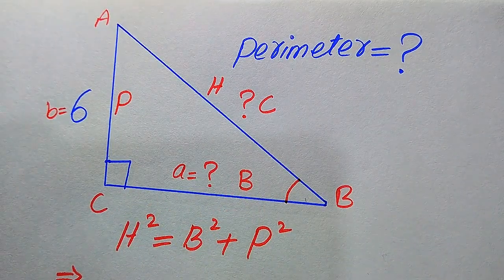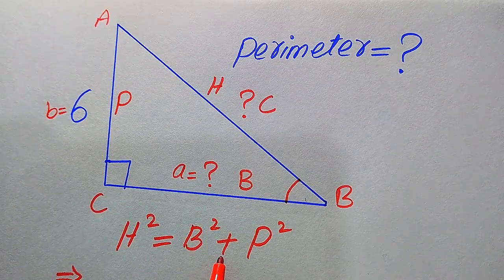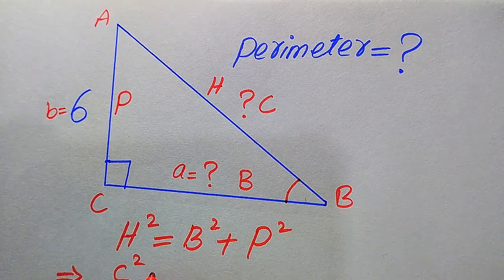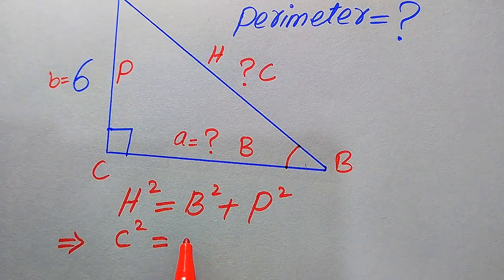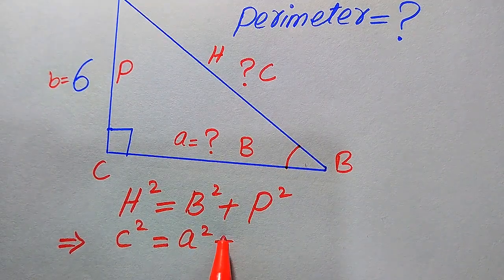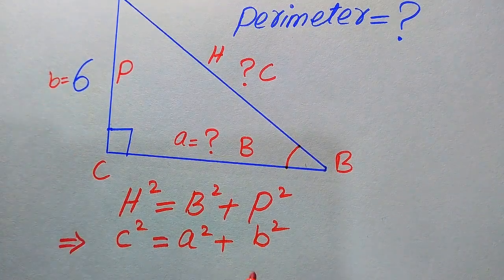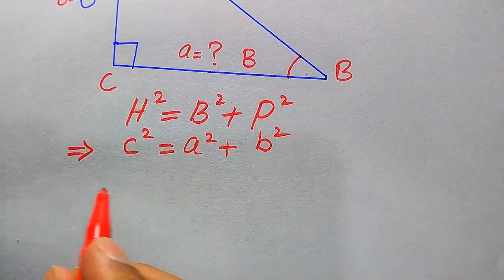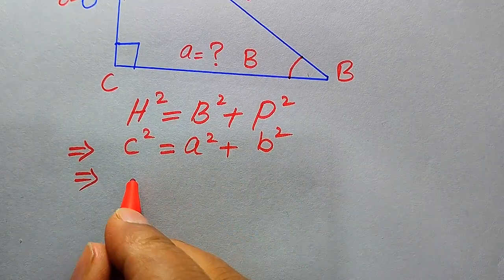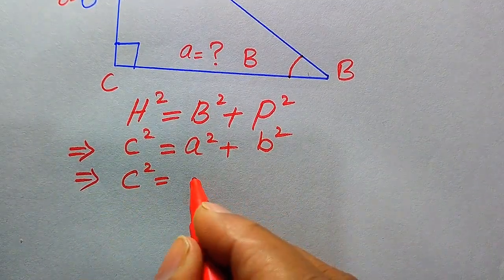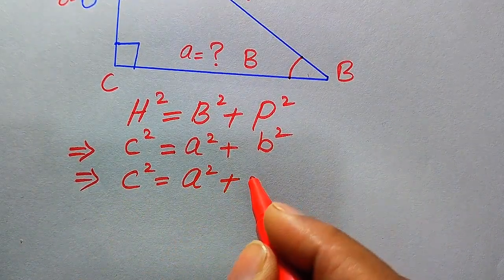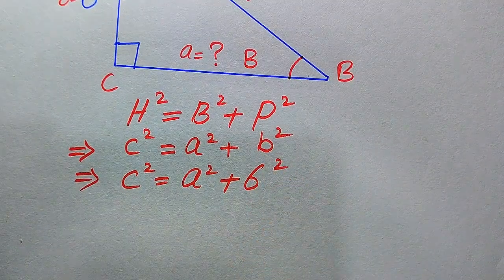So this is our base, and now we substitute all the values of h, b and p here. The hypotenuse is denoted by c, so it becomes c square, our base is denoted by a, so it becomes a square, and the perpendicular is denoted by b square. But here we have the value of b is 6. So we substitute this value on the right hand side, and it will be written as c square equals a square plus 6 square.